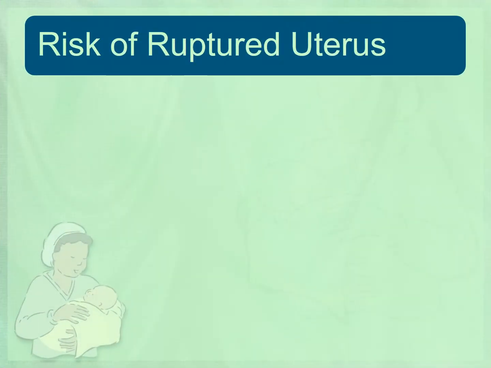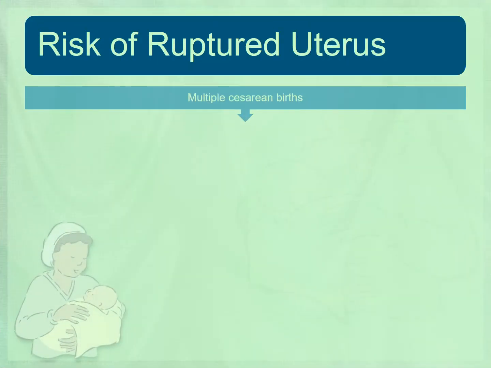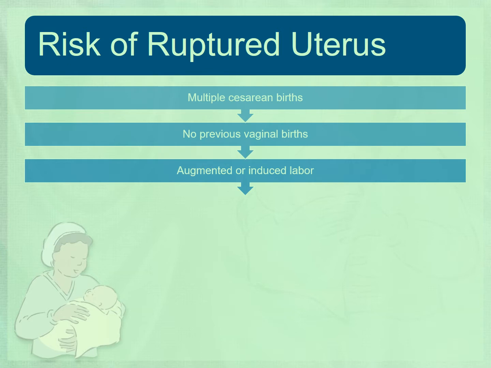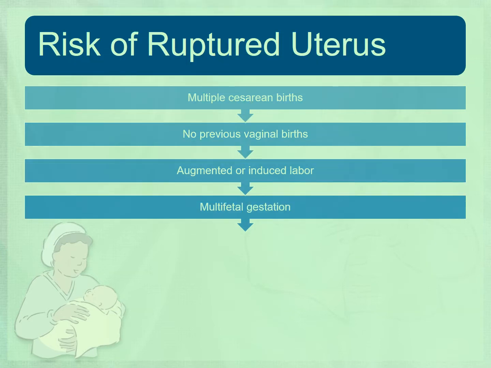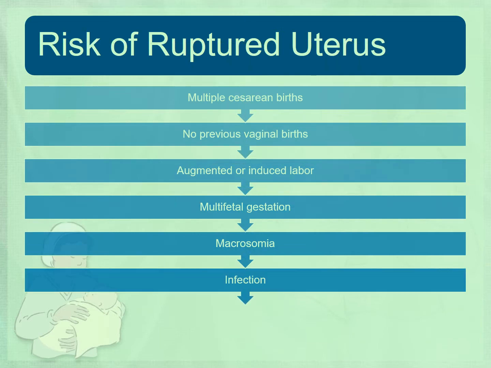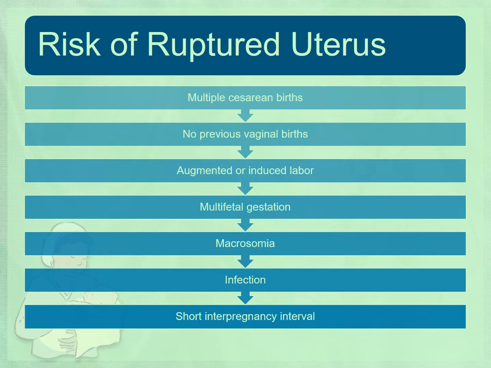Risks of ruptured uterus include multiple prior cesarean births, no previous vaginal births, induced or augmented labor, multifetal gestation, macrosomia, post-cesarean birth infection, and short interpregnancy interval.